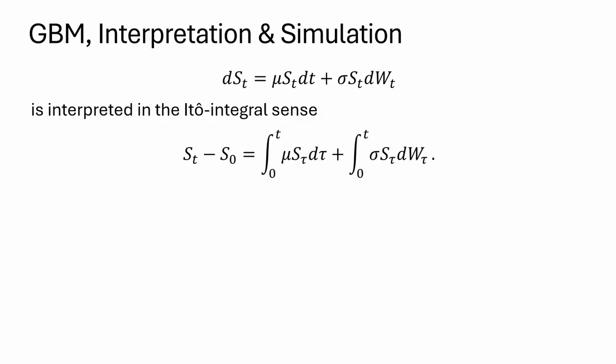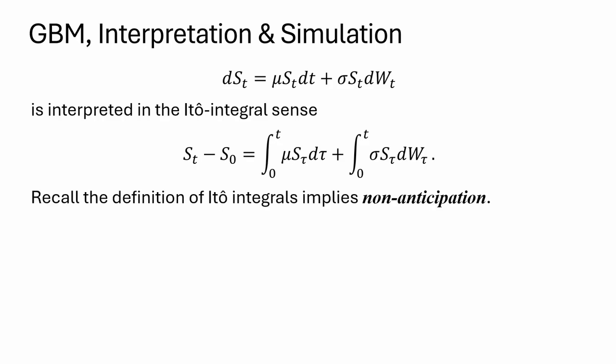Integrating both sides, we obtain S_t minus S_0 equals the integral from 0 to t, mu S_tau d tau, plus the integral from 0 to t, sigma S_tau dW_tau. The first integral on the right-hand side is a Riemann integral, whereas the second is an Itô integral. In particular, we recall that the definition of Itô integrals implies non-anticipation. The process S_tau at any time has no information about the future of the Brownian motion W_tau.